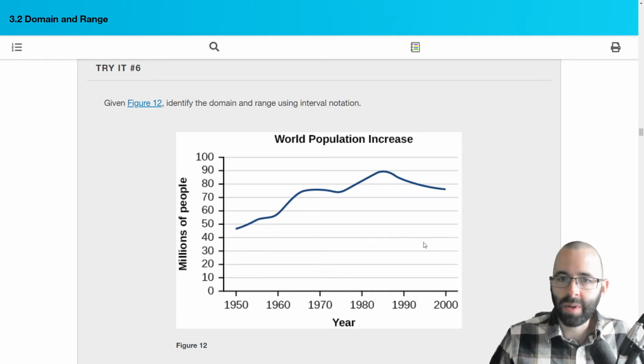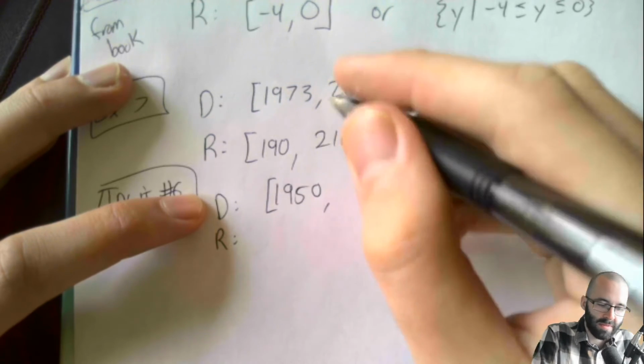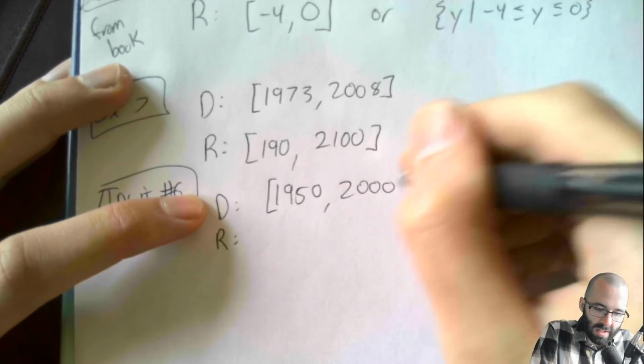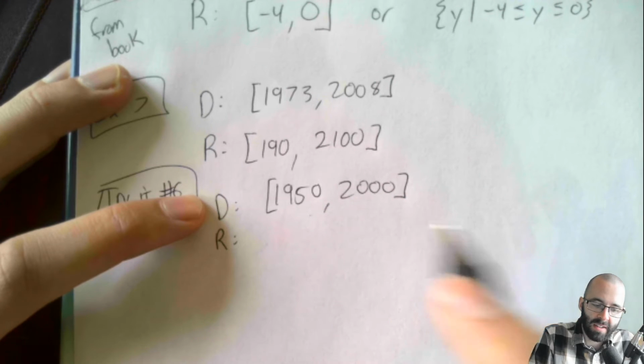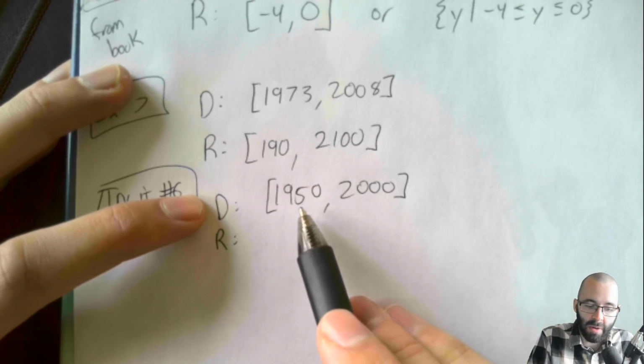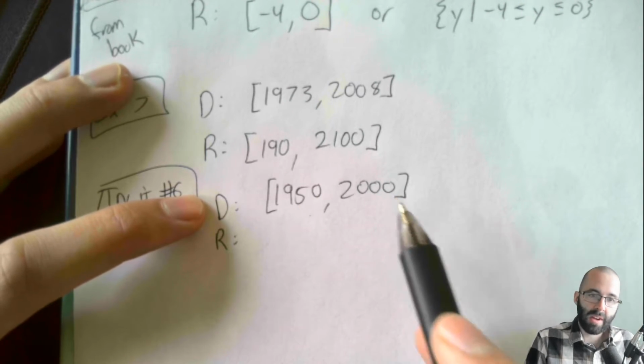Now, how far to the right do we go? So we go on a little journey. It's a little bumpy. And this is the furthest right. What's the x coordinate there? It's 2000. So that is our furthest x coordinate. That's our domain. This graph has the data from 1950 all the way up till 2000.